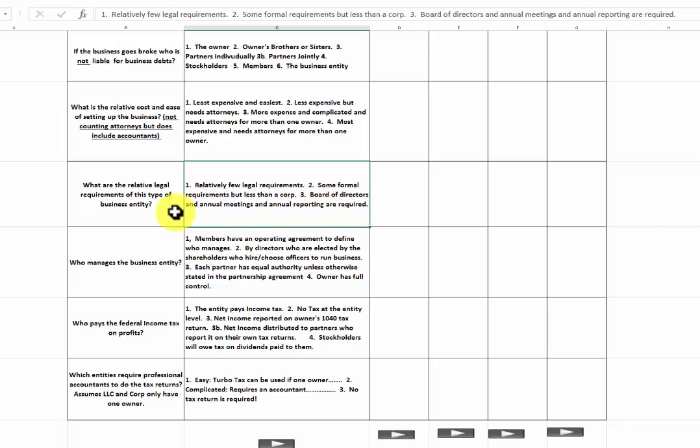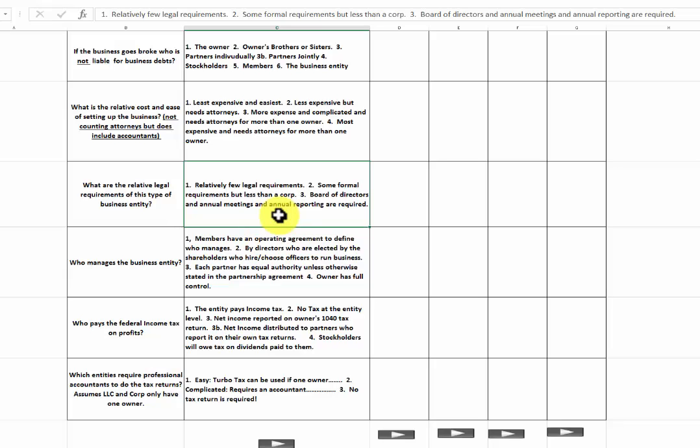The board of directors and annual meetings and annual reporting are required. Well, that's for a corporation. For an LLC, it doesn't require that you have board of directors meetings and maintain notes of all these meetings. A corporate veil can be pierced for a corporation if they don't have annual corporate meetings, and if they don't invite all the stockholders to the meeting.